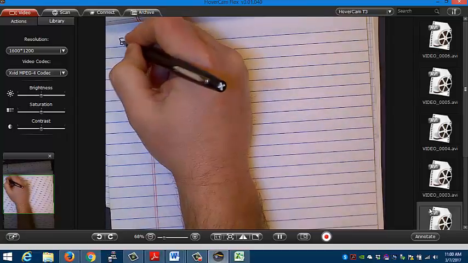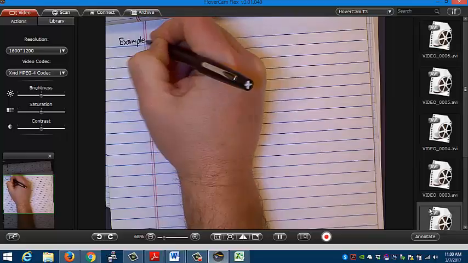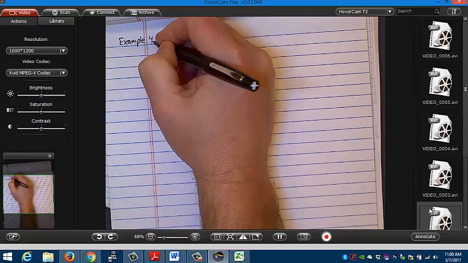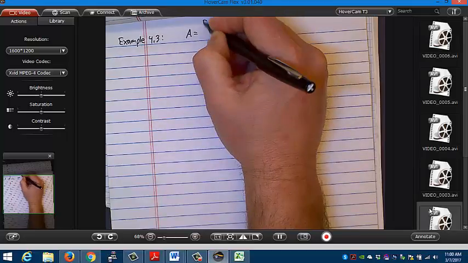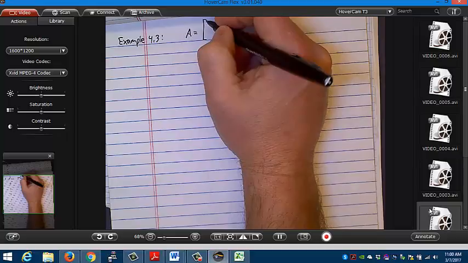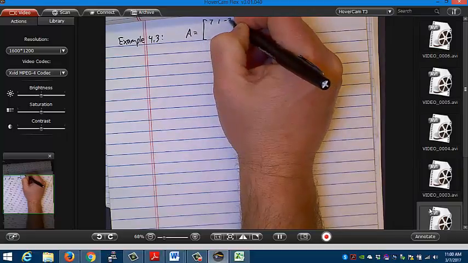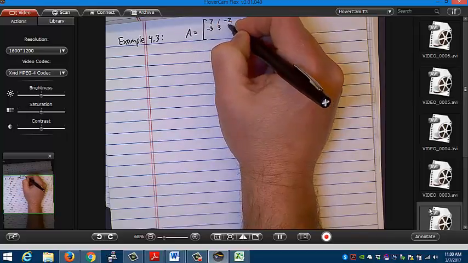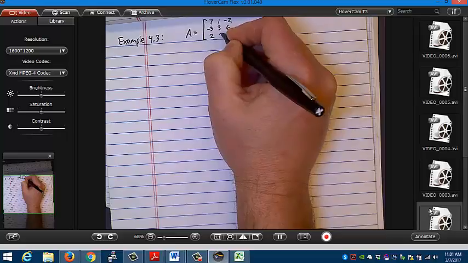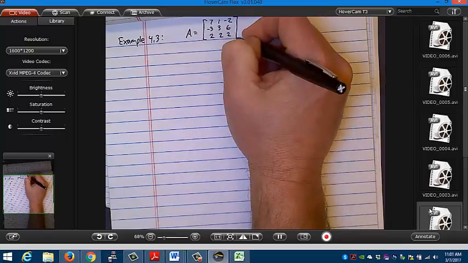You guys have the definitions, so I want to go to one of the examples they have in the book. I guess it's numbered 4.3. They named the matrix A. It was a 3 by 3 matrix: 7, 1, -2, -3, 3, 6, 2, 2, 2. At least that's what I wrote down. I hope that's right.